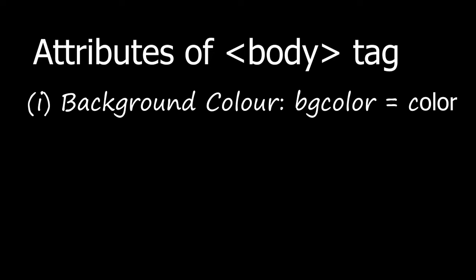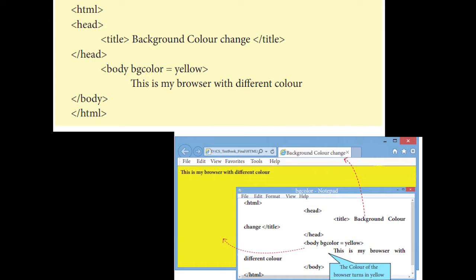By default, all the browsers will display the text on a white background only. If you want to change that white color and want some other color, you can use this BGCOLOR attribute. This attribute is used to change the background color. You have to use it inside the body tag, so this is an attribute of the body tag. If you are using BGCOLOR, you have to open the body tag first. Inside the body tag, you will use BGCOLOR equal to a color name, or you will give the color code. You can give the color's name directly also.